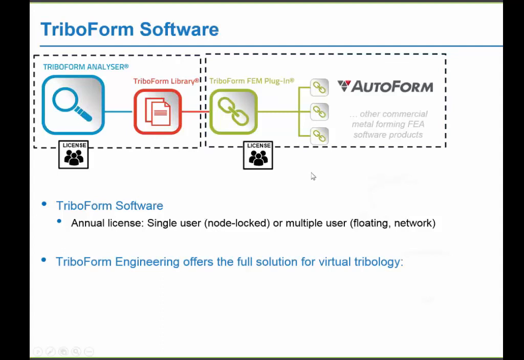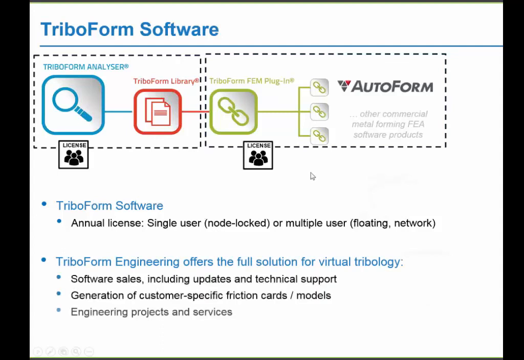Together with this license, we also provide, of course, the software, but also including updates and technical support, and the generation of customer-specific friction cards. So if you have a specific metal lubricant combination which is not in the default library, then we can analyze this system for you and add it to your customized TriboForm library. And next to the license, we also provide engineering projects and services.